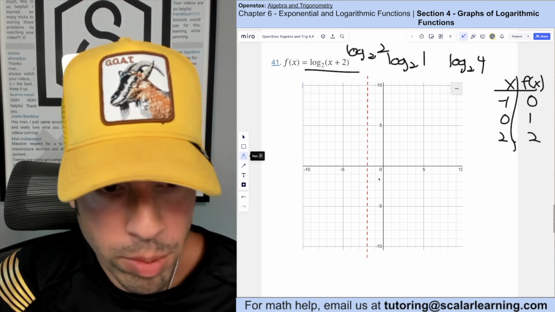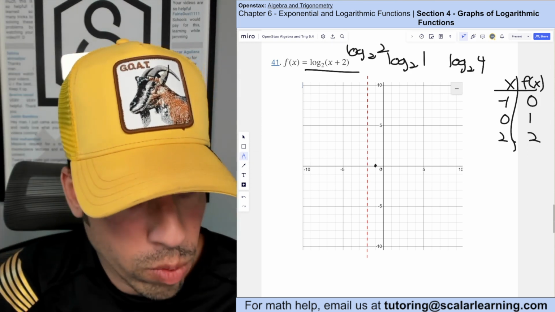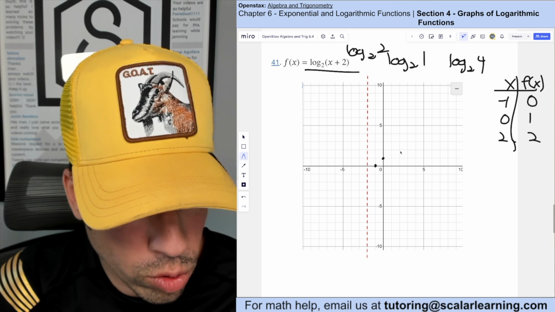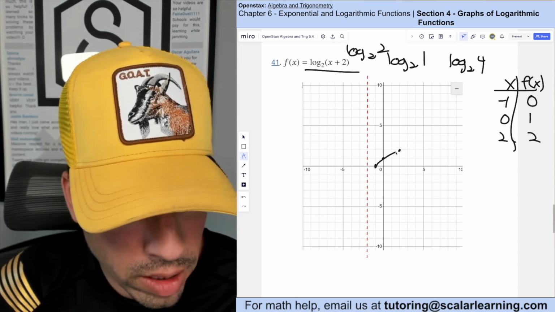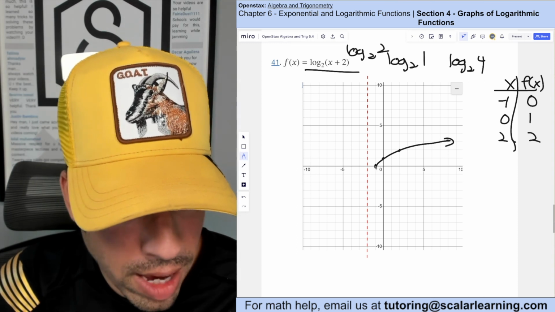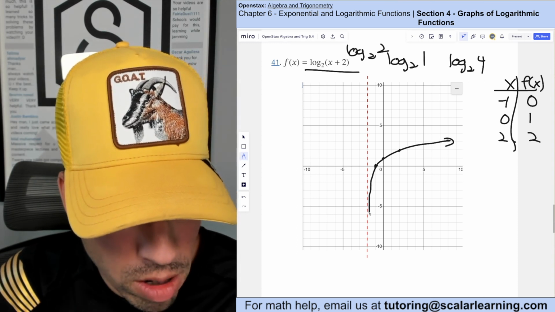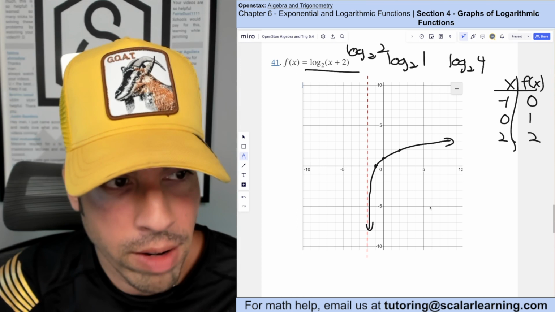And then with these 3 points, we have negative 1, 0, we have 0, 1, and then we have 2, 2, like this. And then if we plot this out, it's going to look like this. It's going to shoot off up like that. And then here it's going to shoot down, but it's going to hug that vertical asymptote. So there we have a great graph.